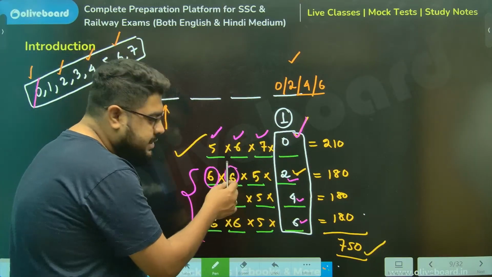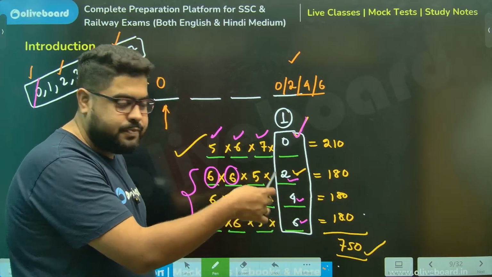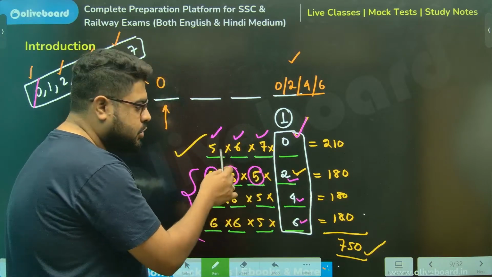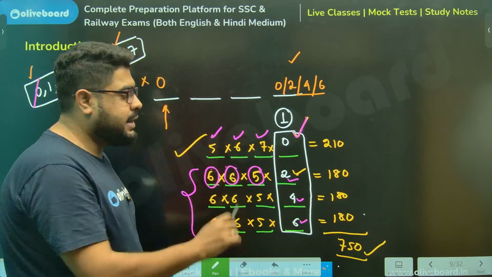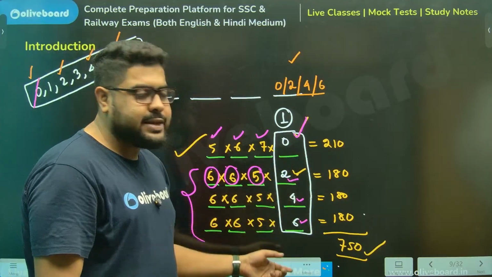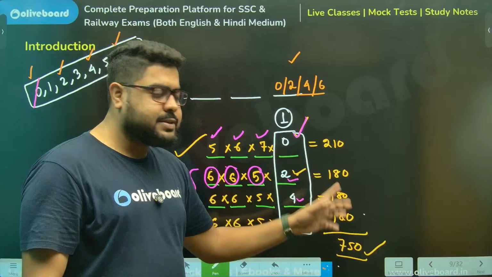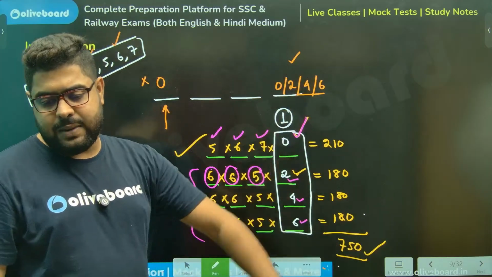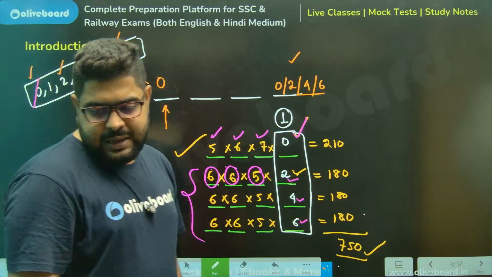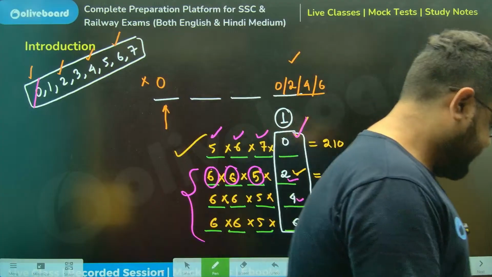Next also 6 choices, because here I can put 0. So then 5 choices here. So 36 into 5 is 180. Same for 4 and 6 as well. So 180, 180, 180, 540 plus 210 is 750. That's the total number of numbers. Clear, Vinit? Clear, brother? Clear?